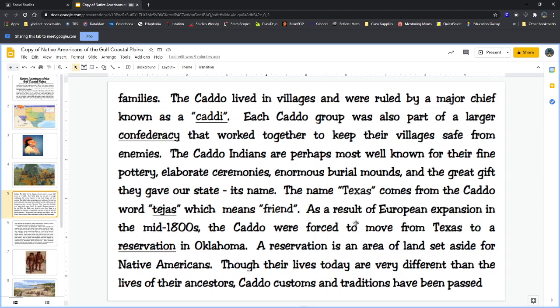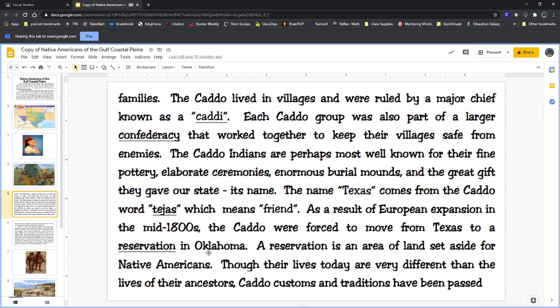As a result of European expansion in the mid-1800s, the Caddo were forced to move from Texas to a reservation in Oklahoma. So as more and more people came over here from Europe, they pushed the Caddo group off of the land where they used to live. As more and more people came in, they wanted to live where the Caddos lived, so they forced them to move away. When they made them move away, they went to a reservation in Oklahoma. A reservation is an area of land set aside for Native Americans.